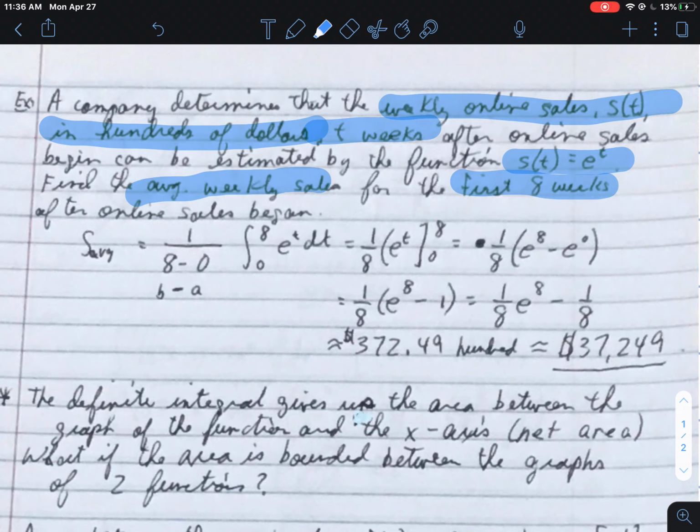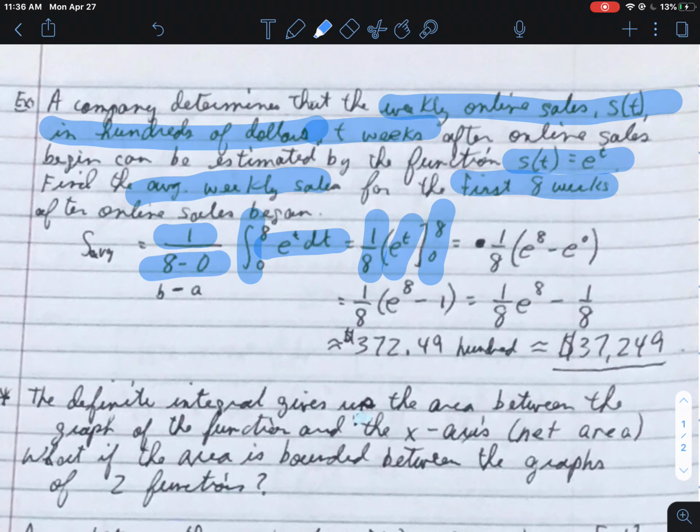And since we want the average amount of sales per week, we're multiplying our integral by 1 over b minus a. And so our upper limit here would be 8, our lower limit would be 0, so it's 1 over 8 minus 0 times our integral from 0 to 8 of e to the t dt. Right? So that would just give us 1/8 times our antiderivative of e to the t, which is still just e to the t, evaluated from 0 to 8. Right? That's the integral part.